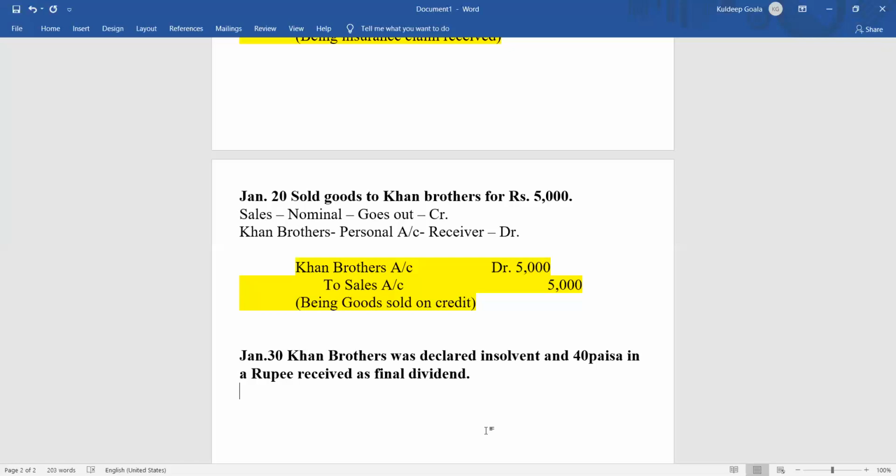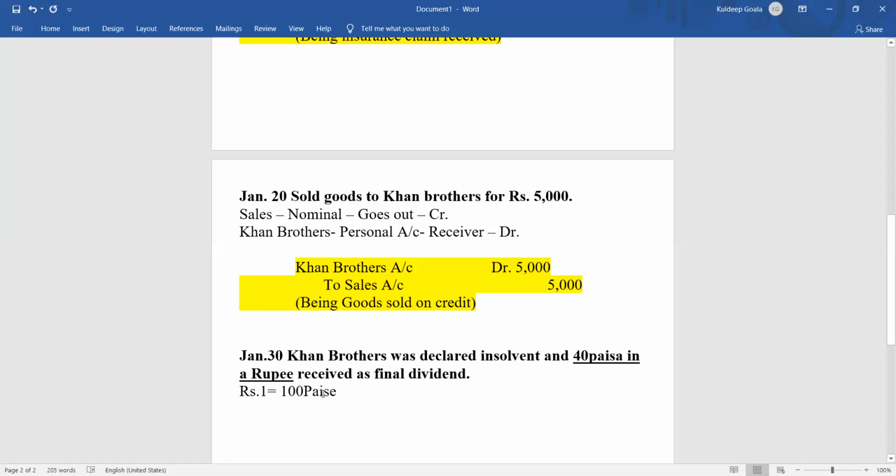After selling off his assets and liabilities, it is seen that 40 paisa in a rupee. 40 paisa in a rupee means that for 1 rupee you will get 40 paisa. We know that 1 rupee is equal to 100 paisa, right? So I am receiving here only 40 paisa. That means 60 paisa loss. Only 40 paisa received, 60 paisa is lost.